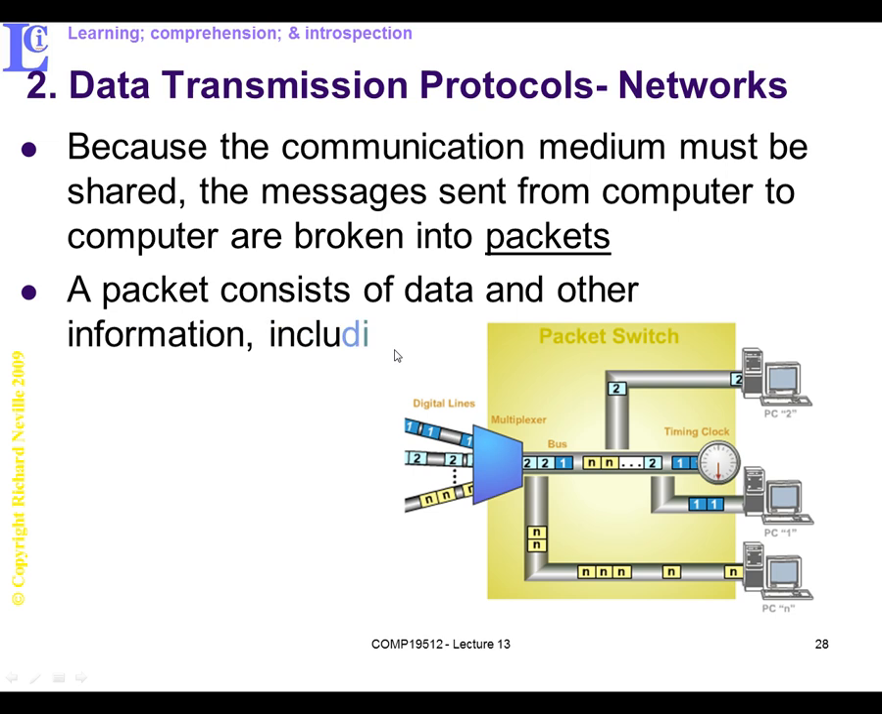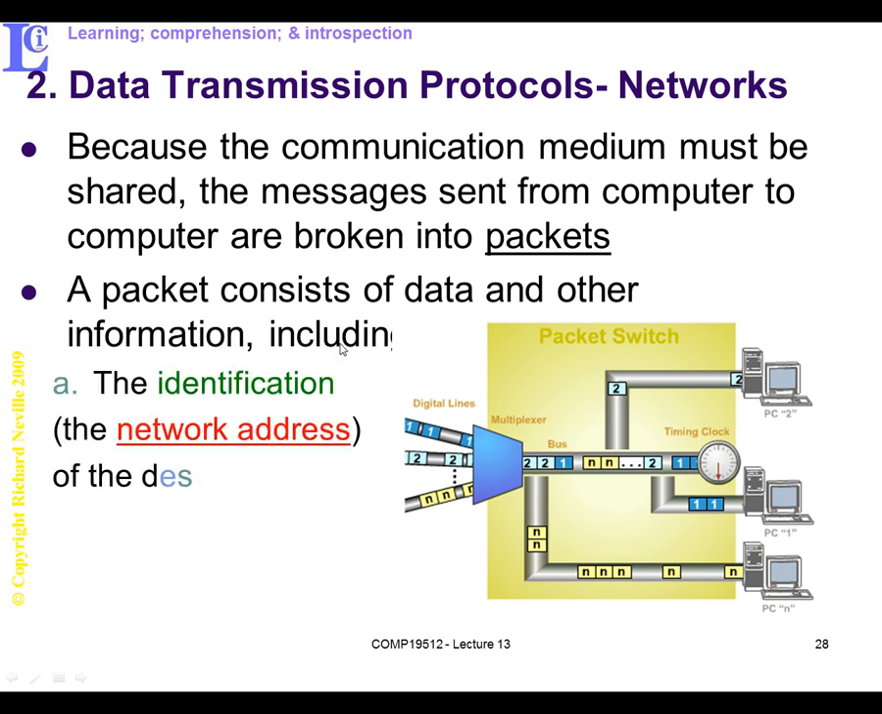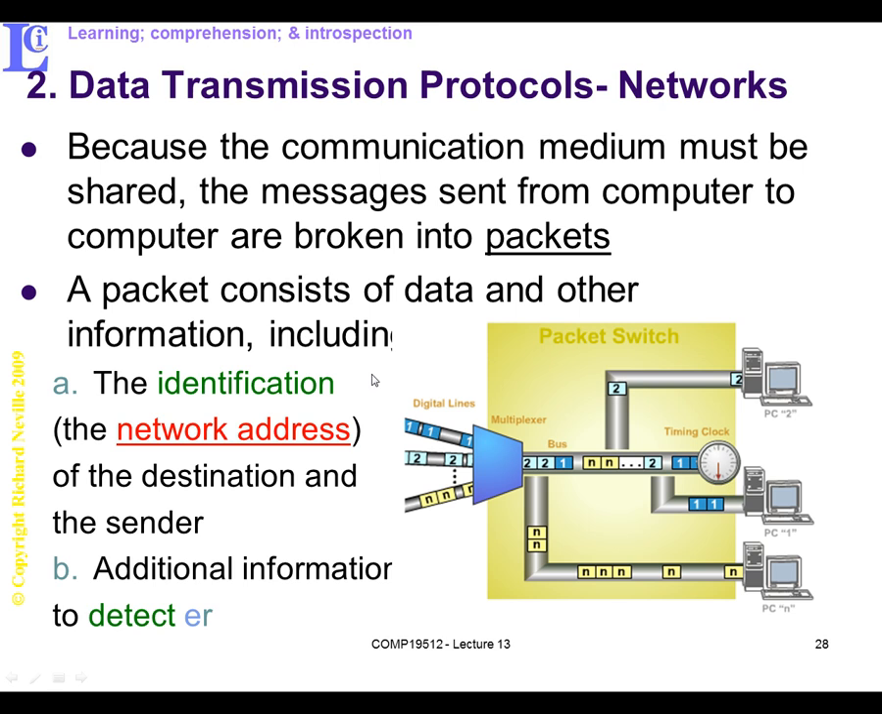The important thing about it is that the information included covers a number of things in this packet. The first thing in the packet is the network address. This tells you that it's going to be sent to this computer. That's the destination address. They might also have the sender's address as well.